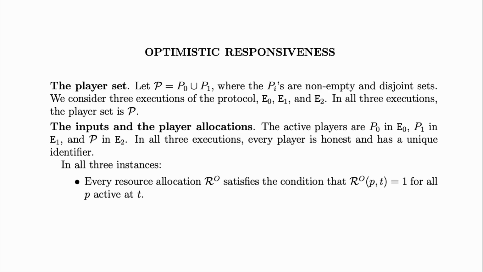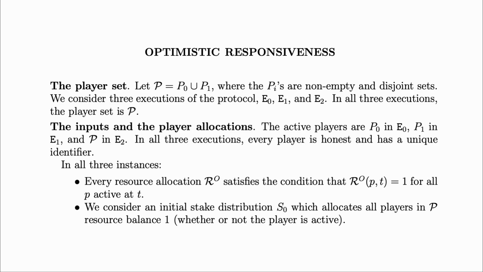Let's look at the resource balances and who owns what stake. In all 3 instances, every resource allocation gives every player a resource balance of 1 at every time slot in which they're active. The details here aren't too important. As far as stake, we'll consider an initial state distribution S0, which allocates all players in P a resource balance of 1. Again, this is not too important, because in the dynamically available setting, a player having stake doesn't necessarily ensure that they're active.